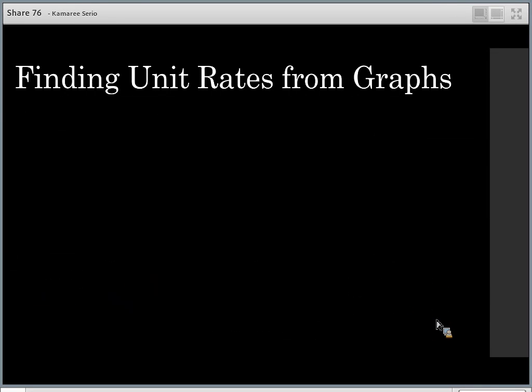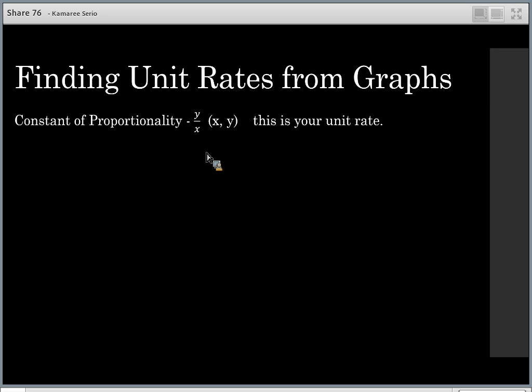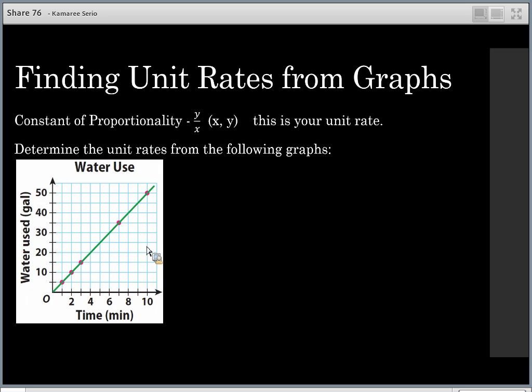Right. Finding unit rates from graphs. So one of the terms that you could hear is constant of proportionality. What this is just y over x. So it looks weird, but technically this is just your unit rate. It's another way of saying what is your unit rate for a specific graph. So let's look at this example here.